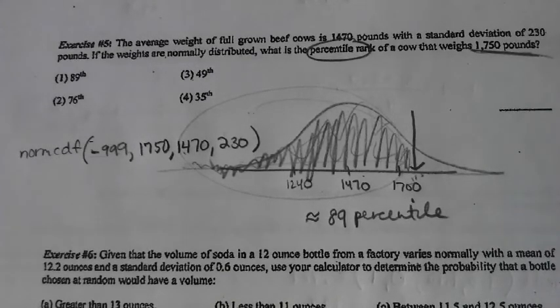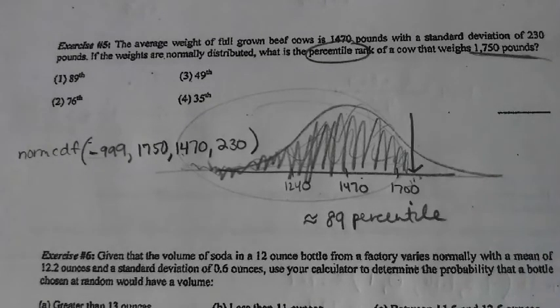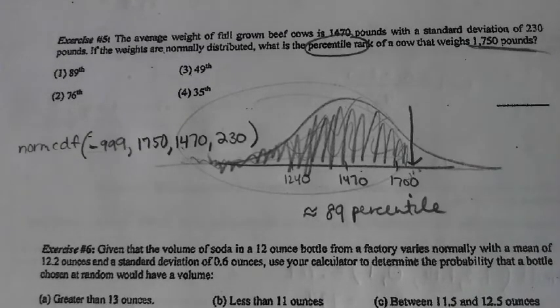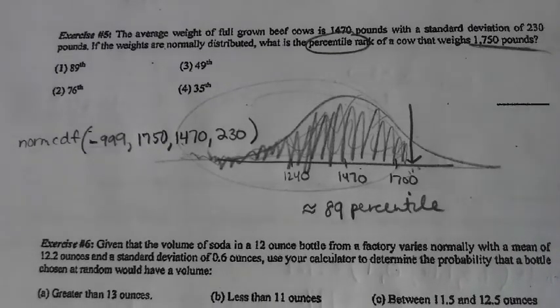Okay? So sometimes they'll be very straightforward. What's the percentage between these two numbers? Sometimes they say less than a number, so you have to go from negative 999 up to that. Sometimes they'll say greater than a number, and then sometimes they'll ask the percentile. And in all of these cases, we're doing that Normcdf.